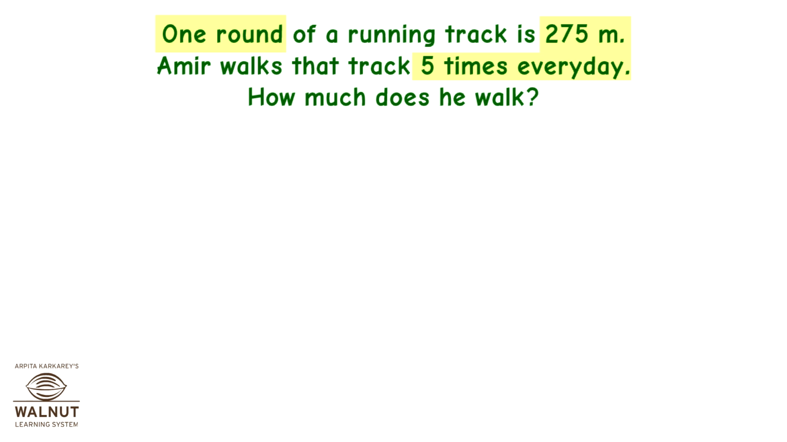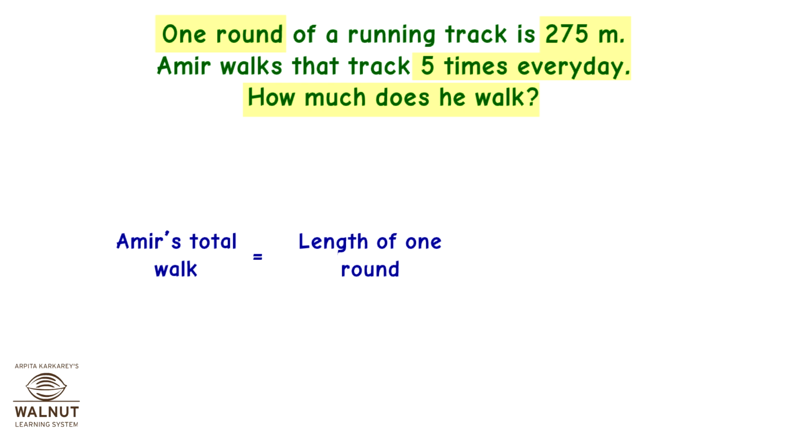What do you have to find out? How much Amir walks. What do we know? The length of the track and the number of rounds. We know the length of one round and we have to find the length of many rounds. This is obviously a multiplication problem. So, the total length is the length of one round multiplied by the number of rounds.